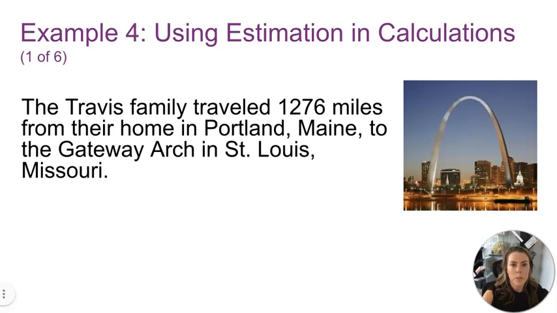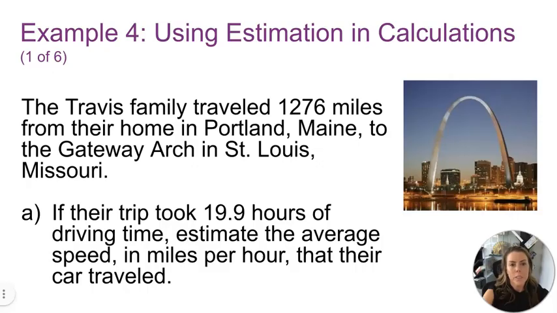Let's look at another example of using estimations. The Travis family traveled 1,276 miles from their home in Portland, Maine to the Gateway Arch in St. Louis, Missouri. If their trip took 19.9 hours of driving time, estimate the average speed in miles per hour that their car traveled. Okay, so here we have 19.9. It doesn't tell us what to round it to, but that's pretty close to 20 hours. Now let's think about this. And we want it to be miles per hour.